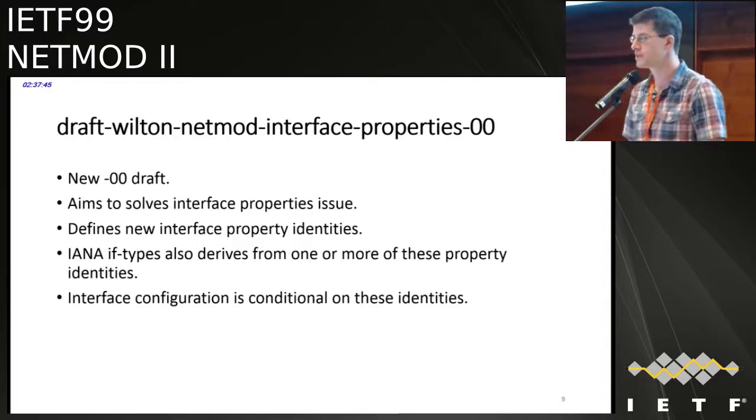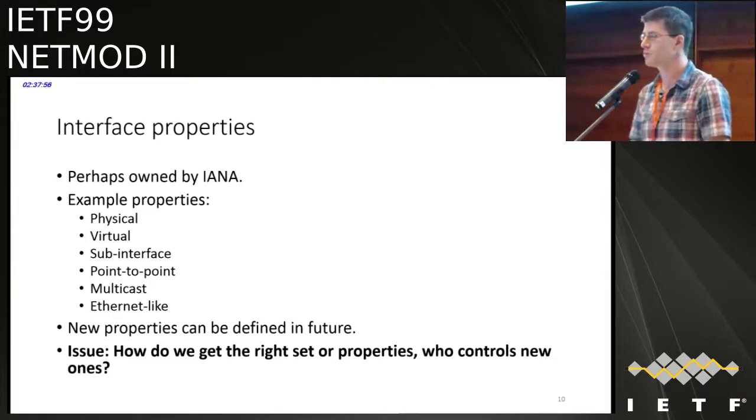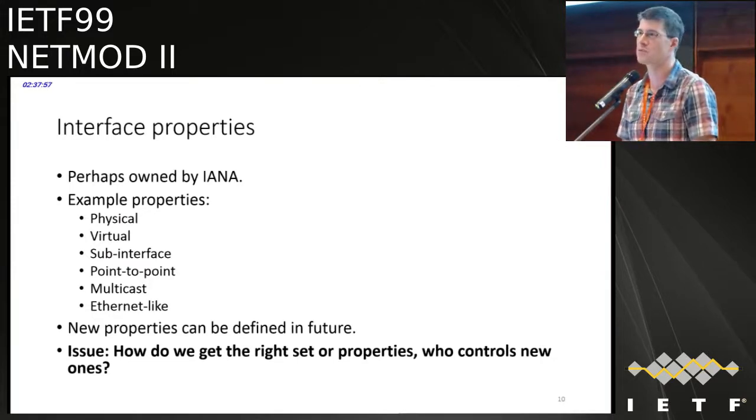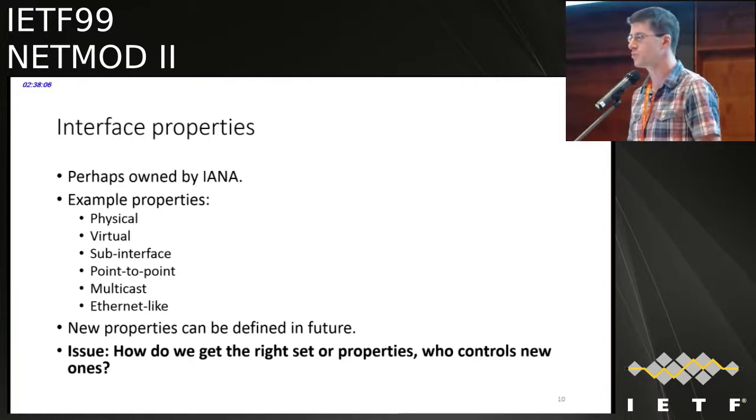So in terms of interface properties, this is an issue that's already been covered in the draft, so it's really just a different solution for those problems. Examples of interface properties are a list of six different types of properties here. Rather than having properties bound to an interface, I would like to describe properties like physical or virtual interface, sub-interface, point-to-point, multicast, Ethernet-like. These new properties are just defined as identities.